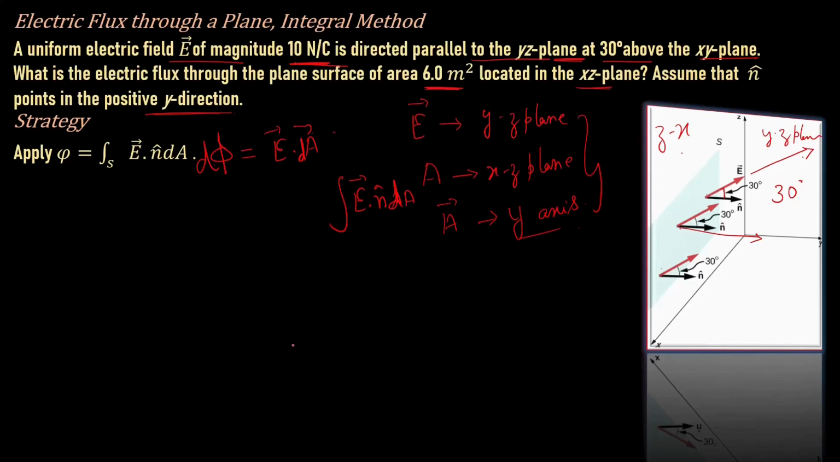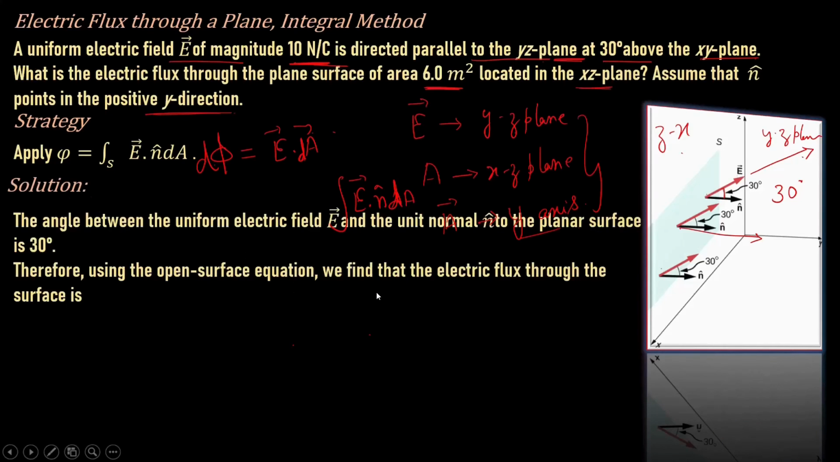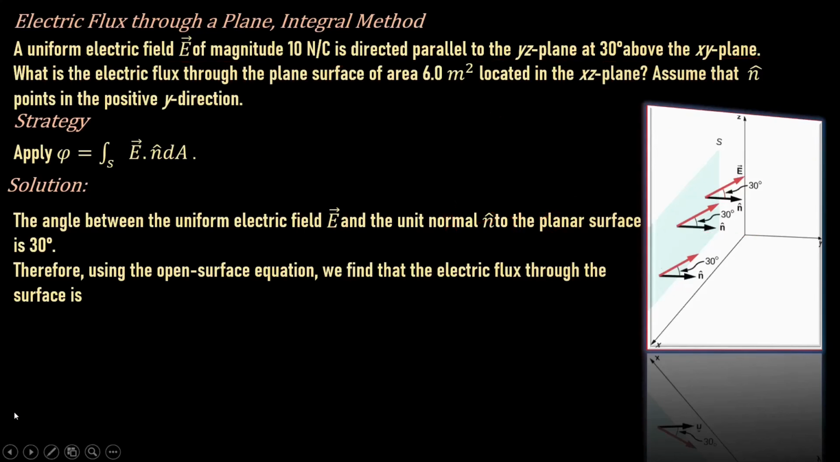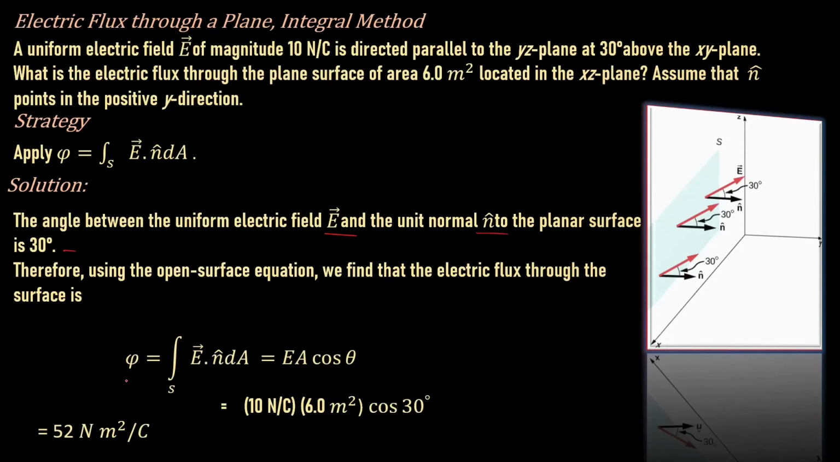This time the magnitude of the electric field and the area vector are fixed. The angle between the electric field and the normal vector is 30 degrees. Therefore, again using the open surface equation, the flux equals the integral of E dot dA, that is EA cos theta. Now the only thing left is to put in the magnitudes. I have already explained this part. So the magnitude of the electric field is 10, and the magnitude of the area is 6 meter square.